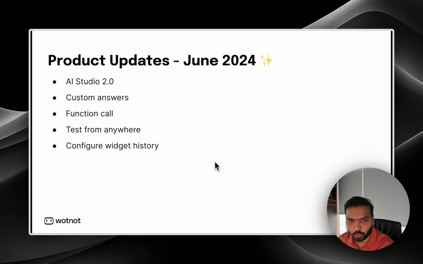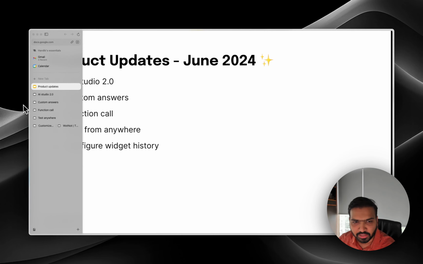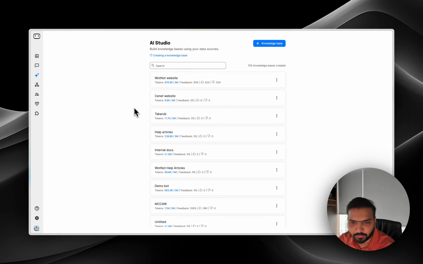In this video, we'll go over all the new updates we rolled out in June 2024. So let's get started. Number one is the AI Studio 2.0. We launched AI Studio almost a few months back, and we've got a ton of feedback from all our users. And we've made some drastic changes to how knowledge bases are built on WotNot.